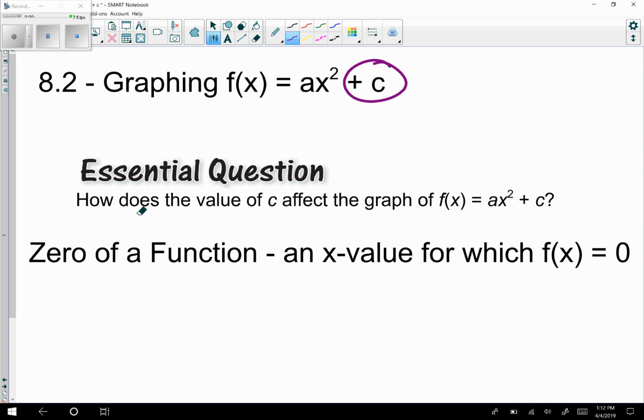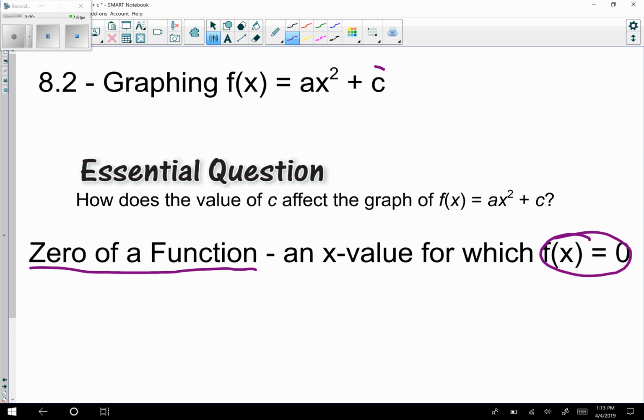Okay, so our essential question: how does the value of c affect the graph of f of x equals ax squared plus c? Let's make sure we get this definition down. A zero of a function is just an x value for which f of x equals 0. Okay, so that's just the quick definition. Make sure you get that down so that you got it.